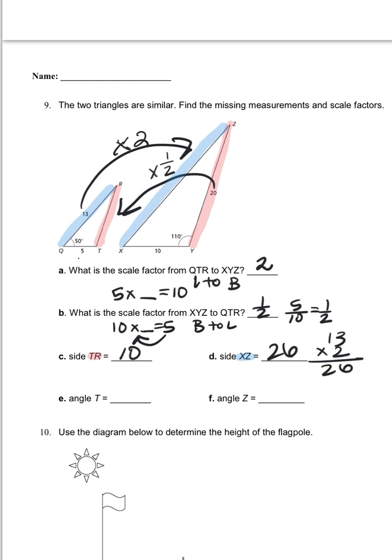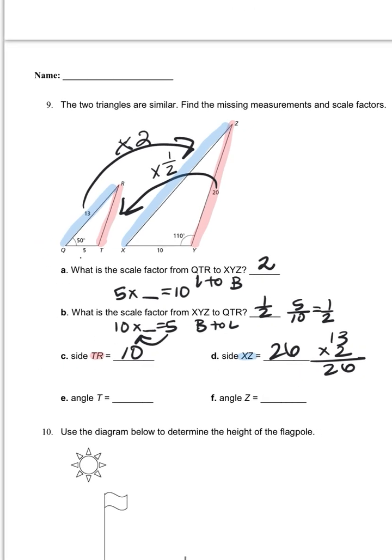Angle T, where's angle T? There it is. Angle T is corresponding to angle Y, and by the rules, if angle Y is 110, angle T is going to be 110 degrees. And then the last one is angle Z. Well, now we kind of have to figure out, if angle T and Y are the same thing, angle Q is going to be the same thing as angle X, which is going to be 50.